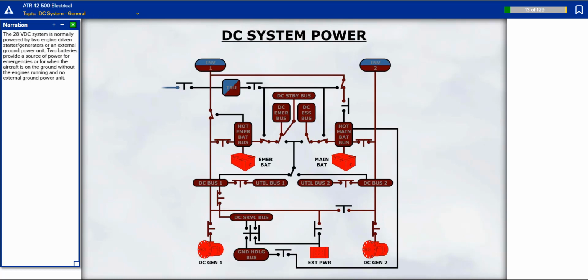The 28 volts DC system is normally powered by 2 engine-driven starter generators or an external ground power unit. 2 batteries provide a source of power for emergencies or for when the aircraft is on the ground without the engines running and no external ground power unit.